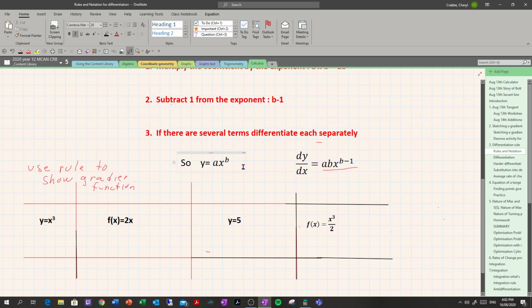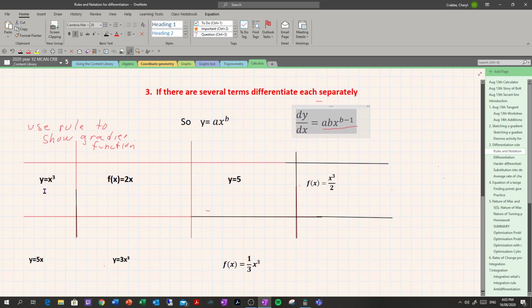So let's just see how this works, right? So y is equal to ax to the exponent b. The differentiation of that is dy over dx is equal to a times b times x to the b minus 1. So you bring down the exponent and you multiply that by the coefficient in front, a times b times x, to 1 less than the exponent, b minus 1.